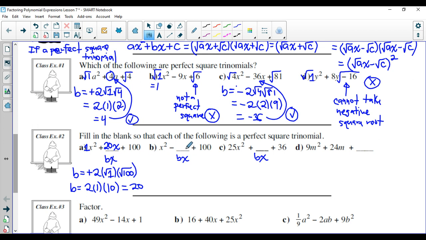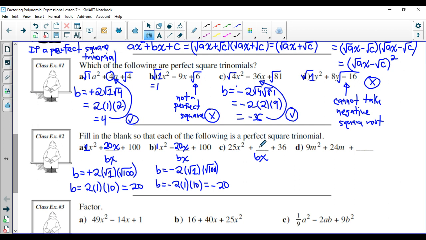Okay, this one, it's pretty much the exact same thing. The only difference is there's a negative sign here. So the difference is when you calculate b, you'd have to put a negative in front. So it'd be negative 2 times the square root of the a term, which is the square root of 1, multiplied by the square root of the constant term, so that's 100. And then b is equal to negative 2 times 1 times 10. And this would be equal to negative 20. Okay, so what goes up here? We already have the negative down, so it'd just be 20x.